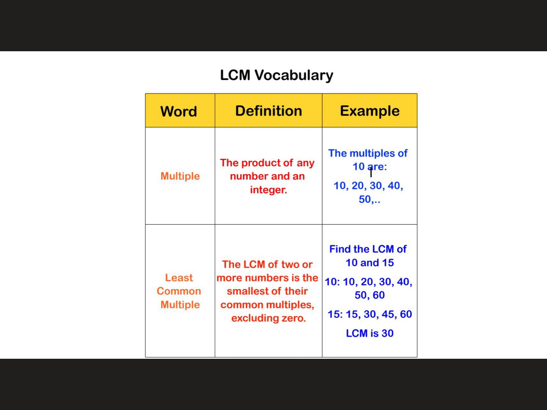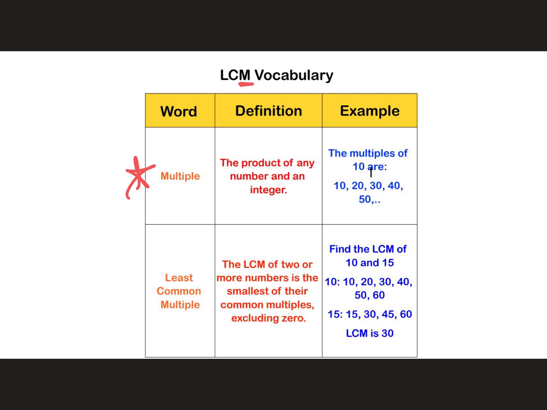Couple vocab words here that we need to know for least common multiple. The main one, because we need to know what that means, is multiple. This is the product of any number and an integer. So example, the multiples of 10 are 10, 20, 30, 40, 50. So I think of this as like skip counting by 10.